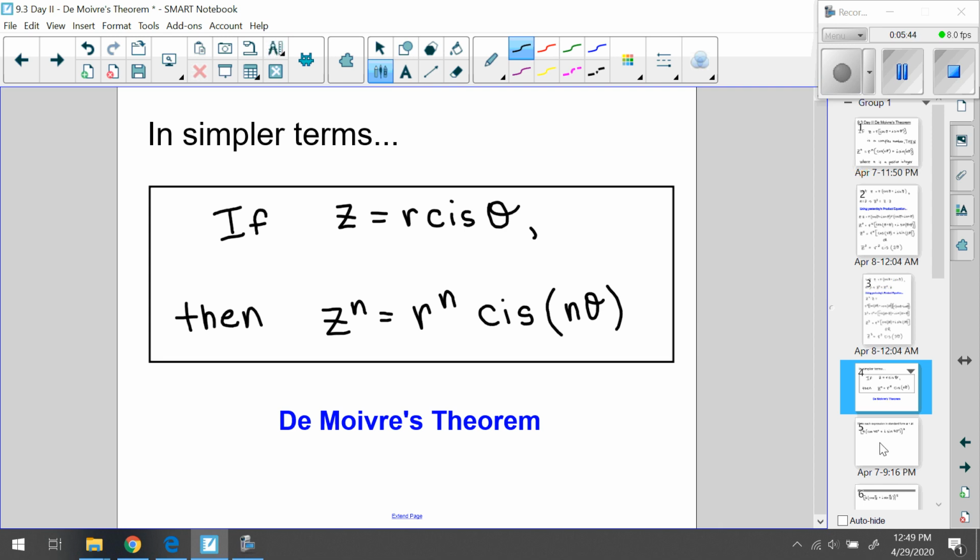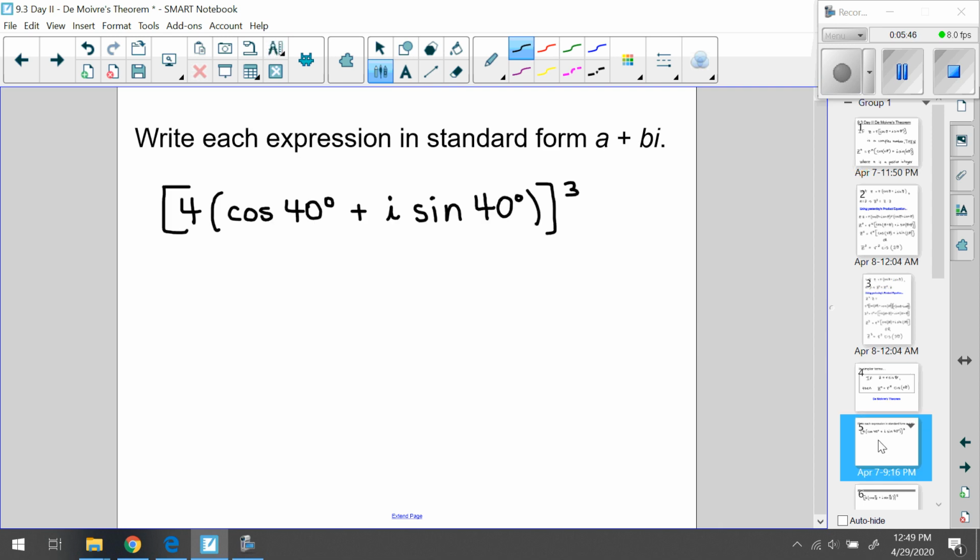And so that's what we're going to do. That's going to be the first part of your homework assignment today. They're going to give you a complex number that we raise to some power, and we're going to use de Moivre's theorem to give a simplified answer for that. Make sure you read the directions carefully.